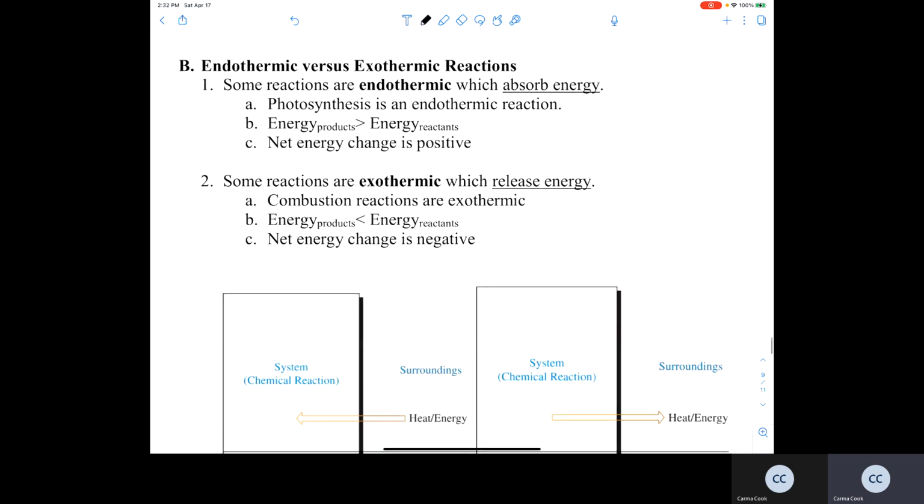And so we said that exothermic reactions are those in which energy is released. So combustion reactions are exothermic. Endothermic reactions are those that absorb energy. And so the net energy change is positive for endothermic reactions. For exothermic reactions, the net energy change is negative.